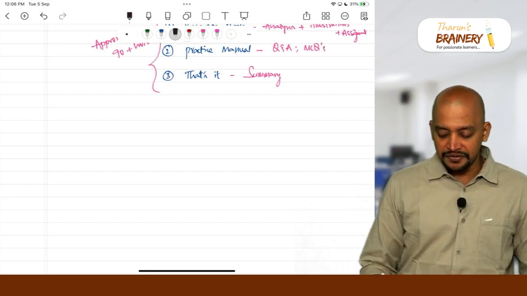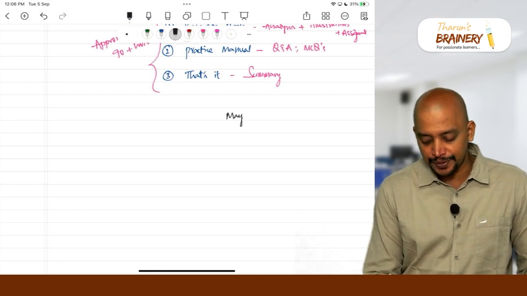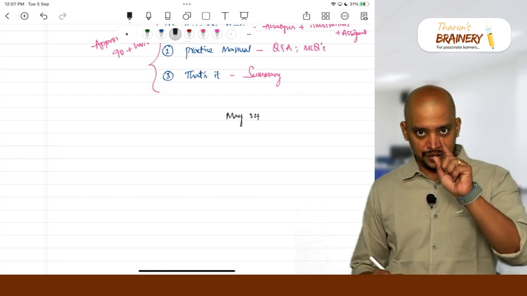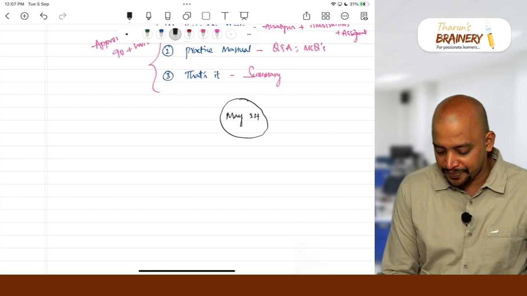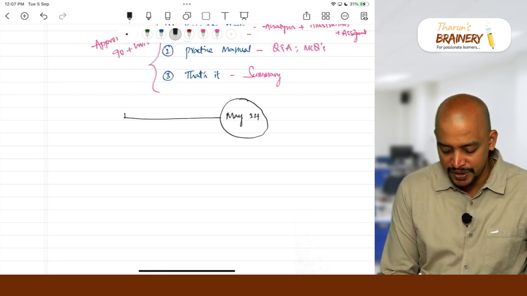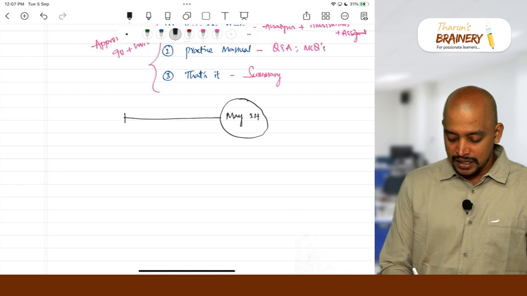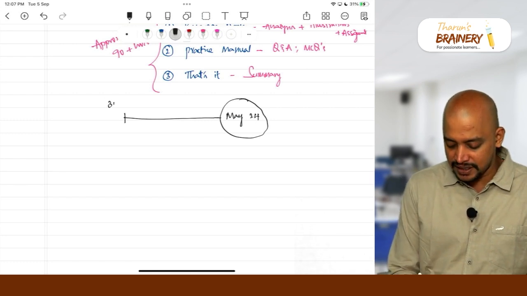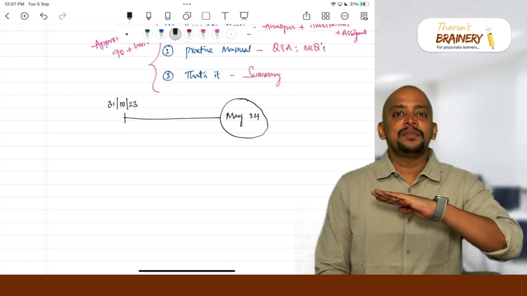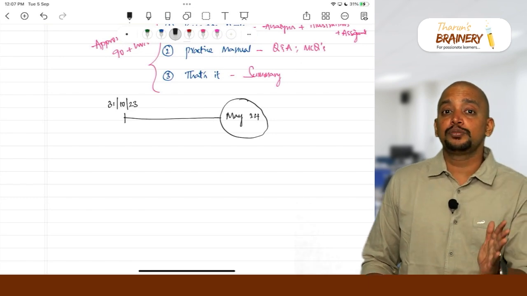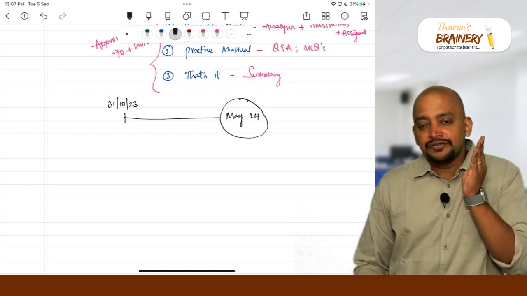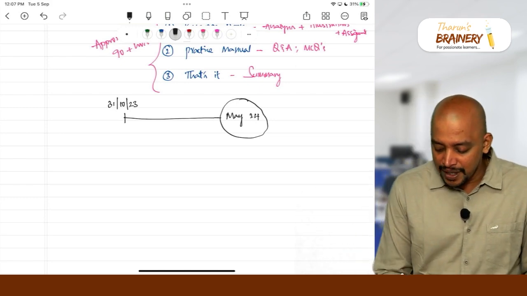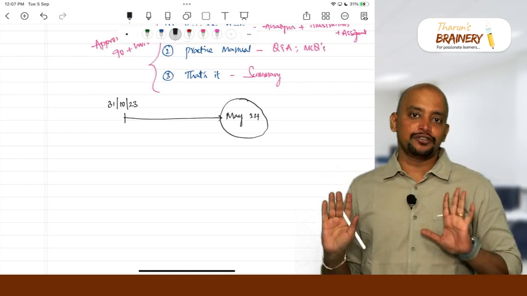You are appearing for which attempt? May 2024. If you are appearing for May 2024, remember, 6 months before your exam attempt, what is that? That is 31st October 2023. All amendments up to 31st October 2023. All changes to the law up to 31st October 2023 will be applicable for your May 24 exams.